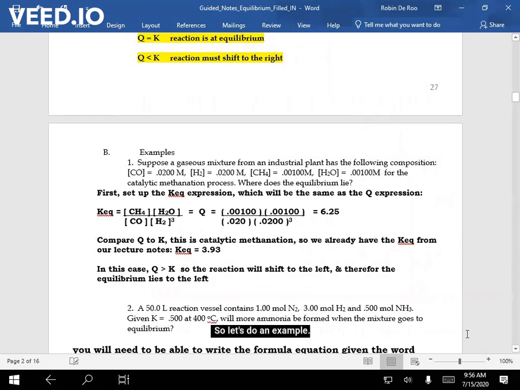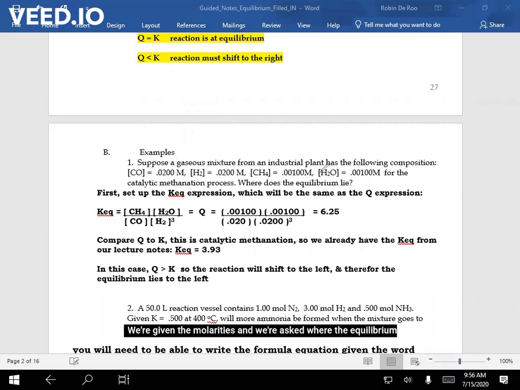So let's do an example. We're given a gaseous mixture. It has the following composition. We're given the molarities, and we're asked where the equilibrium lies. So this is the catalytic methanation process, and we had already set up that expression before. This is the KEQ for that process. That was earlier in the notes. So it's methane, water on top, and then carbon monoxide, hydrogen gas on the bottom.